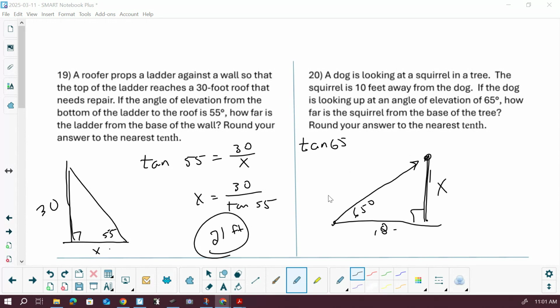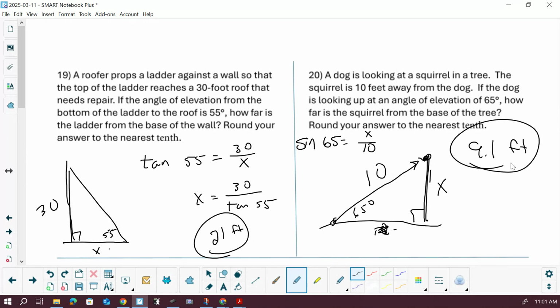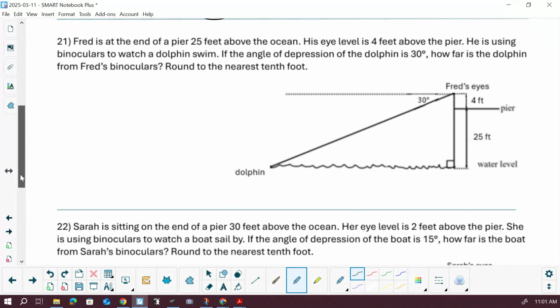I just double checked my answer key. I think the 10, it says the squirrel's 10 feet away from the dog. So if the squirrel's here and the dog's here, the 10 feet actually goes there, not down there. That means that we have the opposite and the hypotenuse, which is sine. So change that. Sine of 65 equals the opposite over the hypotenuse. Multiply both sides by 10. So 10 times sine 65, and we get 9.06, which is 9.1 feet. Okay. All right, next question.